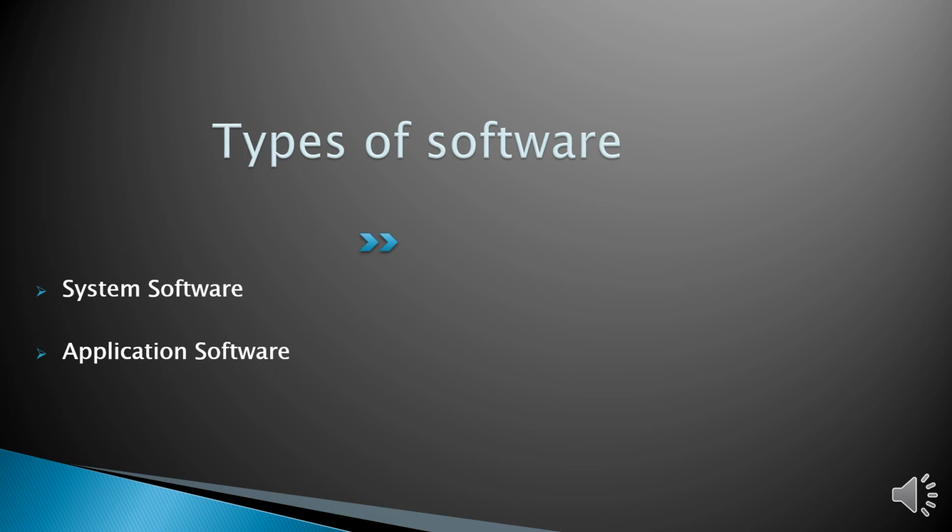The second type of software is application software. What is application software? Application software is a set of programs used to perform a specific task. For example, if you want to type something, we use MS Word. If you want to prepare a chart, you will use MS Excel. And for presentations, we use PowerPoint. So these are the different application software we use in our computer for different purposes. This is the definition of application software.